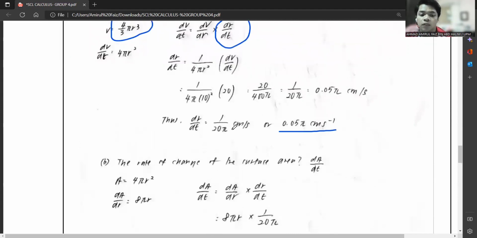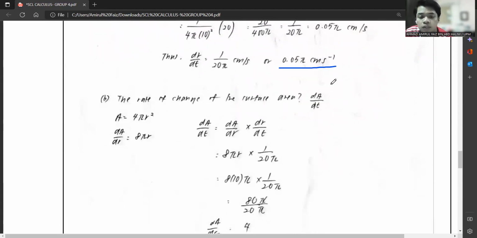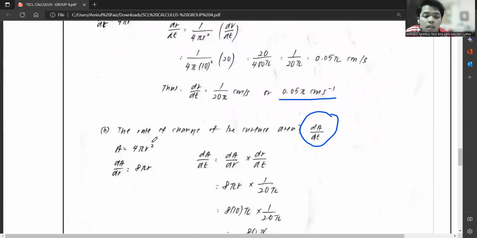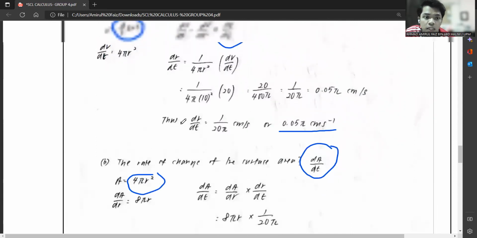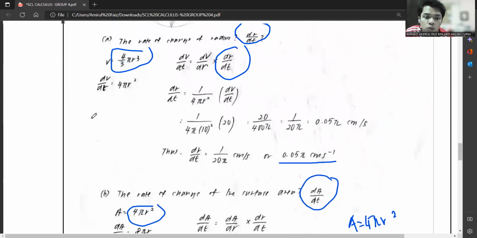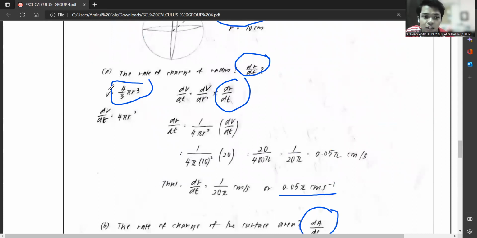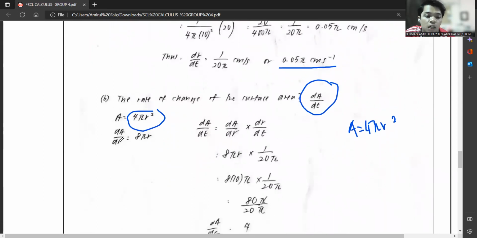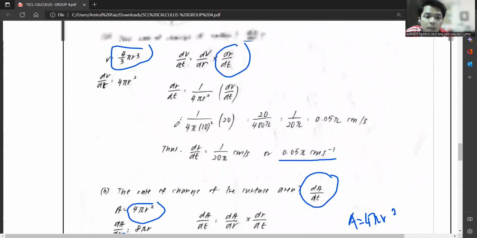Okay, for B, the rate of change of the surface area. The rate of change of the surface area is dA/dt, and we know that the area of the sphere is 4 pi r squared. Don't misunderstand the value of the volume and this area. So dA/dr, no mistake, is 8 pi r.